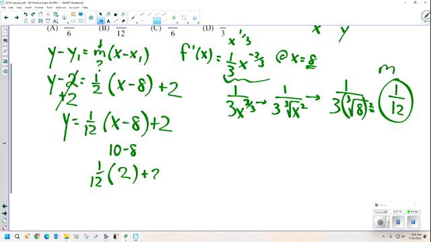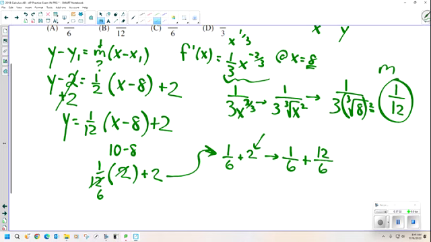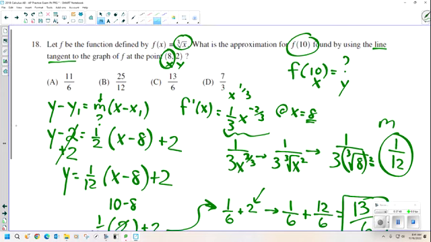Plus 2. Okay, this goes into here 6 times. So I get 1/6 plus 2. I'm going to change 2 into a fraction with a 6 in the bottom. 12/6 is 2. And if I combine those, I get 13/6. All right. Not too shabby. Good one. 13/6. C. 2 more problems.